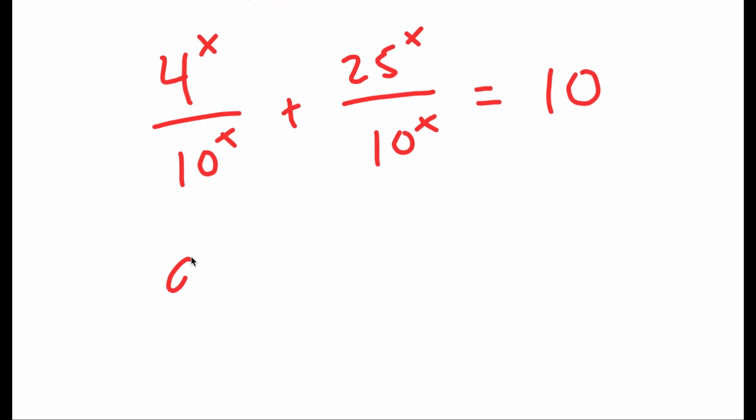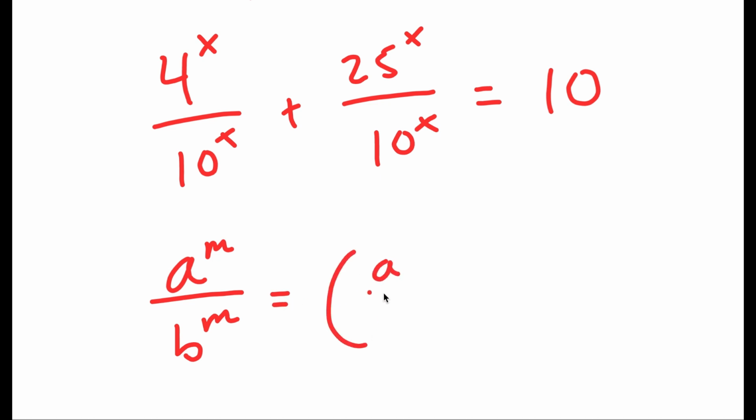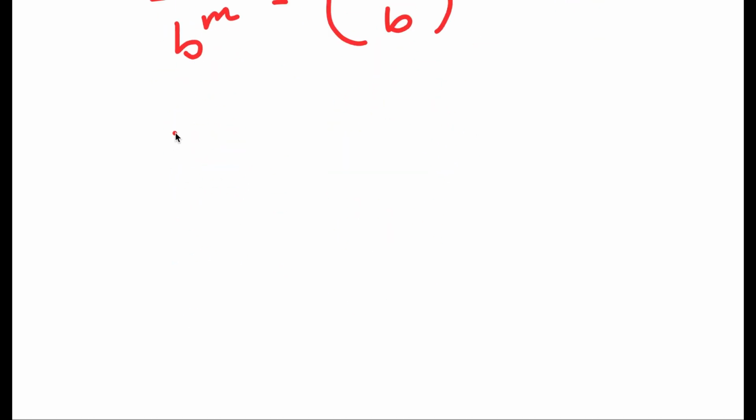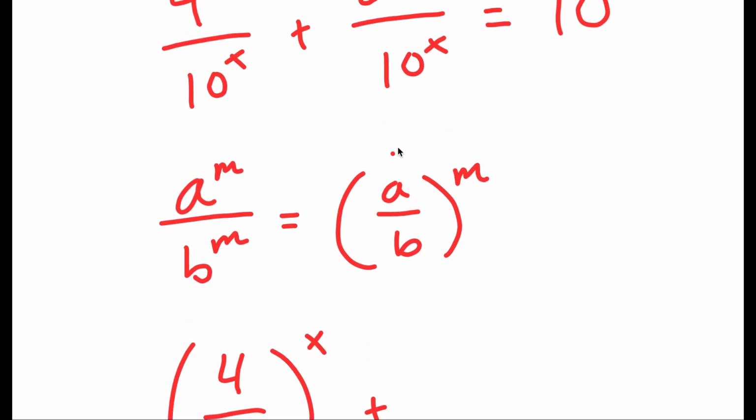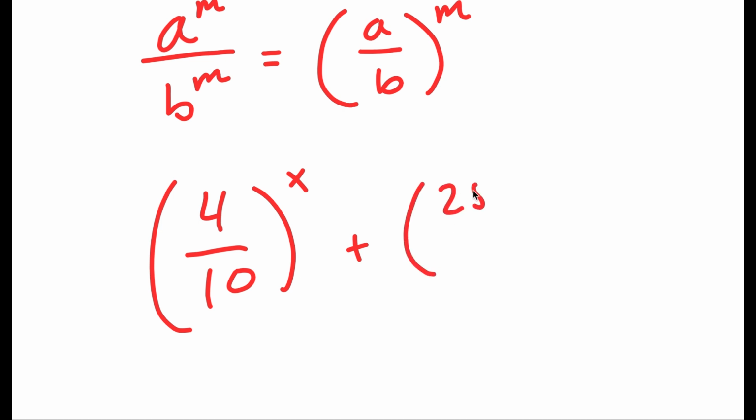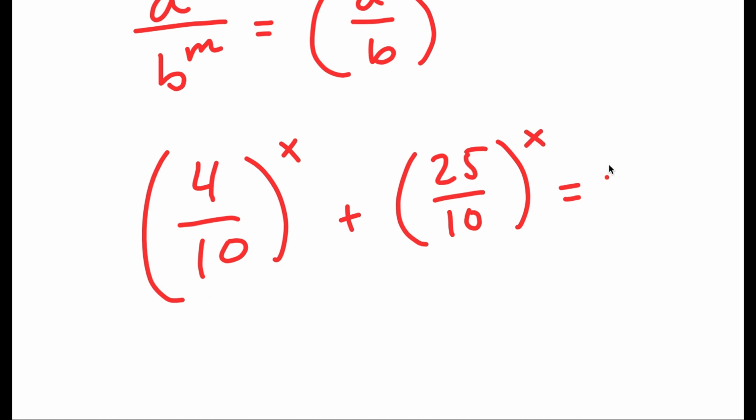Now, if I have something in the form a to the power of m over b to the power of m, this is the same thing as a over b to the power of m. So 4 to the power of x over 10 to the power of x, I can rewrite as 4 over 10 to the power of x. And I have this plus 25 over 10 to the power of x is simply equal to 10.